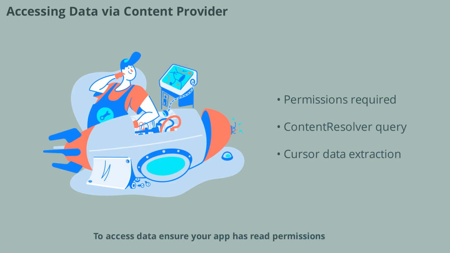To access data, ensure your app has read permissions, obtain Content Resolver via context, and use Content Resolver query to retrieve data. The query returns a cursor, allowing you to extract data from columns. This process is essential for secure and efficient data access.